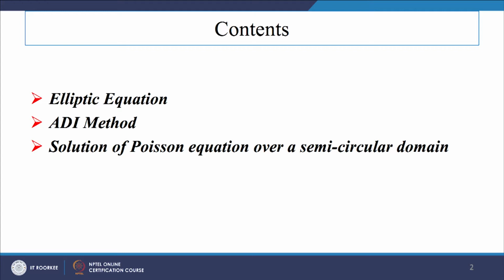Welcome to the lecture series on numerical methods, finite difference approach. In the last lecture we discussed elliptic equations and their solution procedure based on the explicit approach and implicit approach. And in this lecture we will discuss the alternating direction implicit method for elliptic equations.